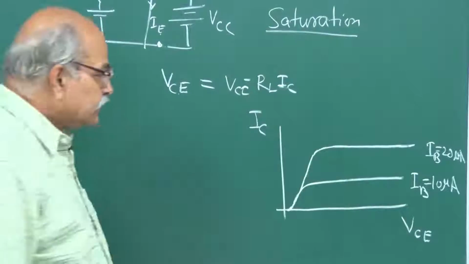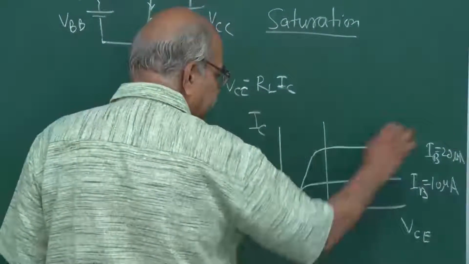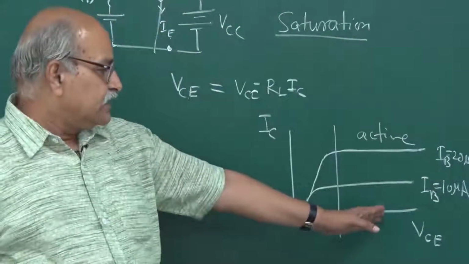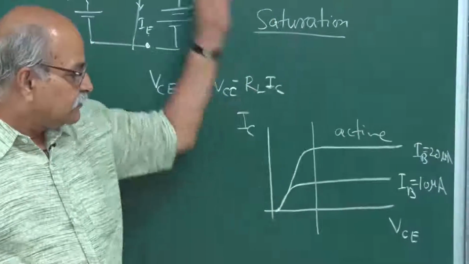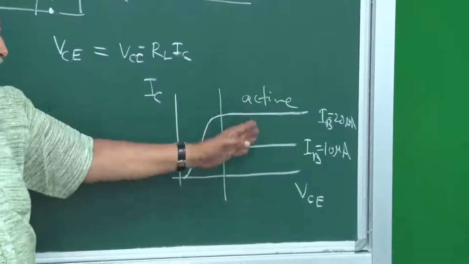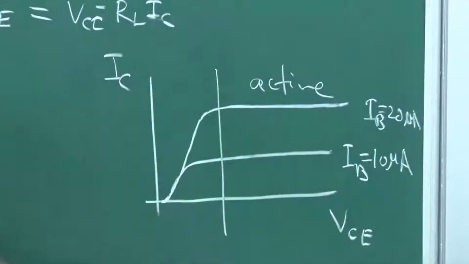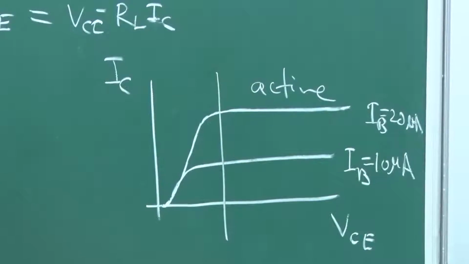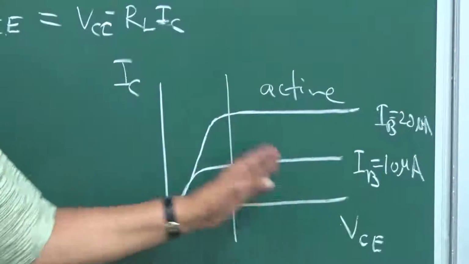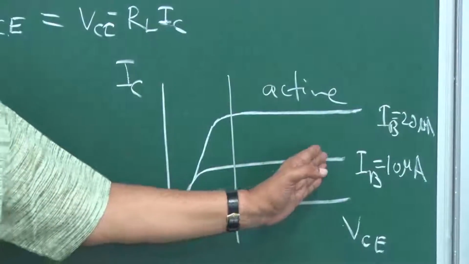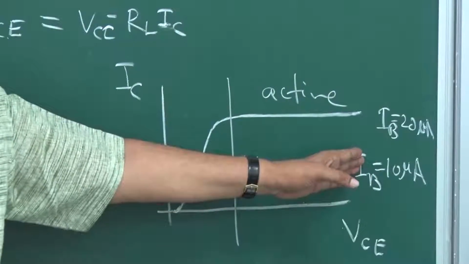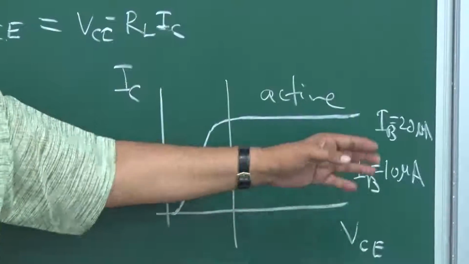And here, this is the active region. This side is active region, where the VC is so large that this base collector junction is very nicely reverse biased, and it is following that IC by IB equal to constant. So even if you increase or decrease this VCE a little bit, the IC remains the same because IB remains the same. So it is decided by IB. The collector current is decided by IB. That is how it should be.